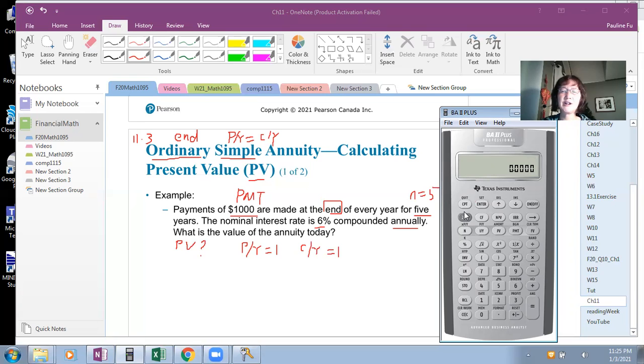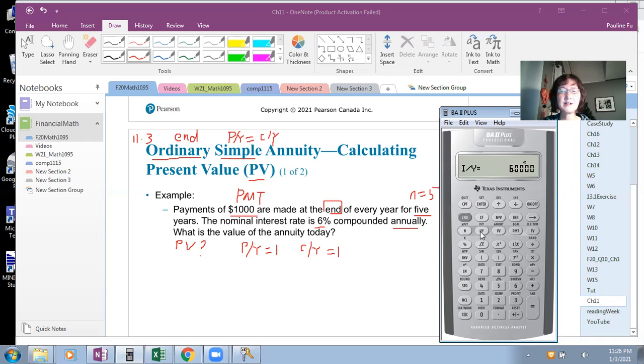And next, you set up PY: second PY equal to 1, enter. Down arrow key, CY is 1, enter. Now second, quit. Next, you enter the given numbers. 1,000, that is the negative PMT. 5 is term N. 6 is interest I.